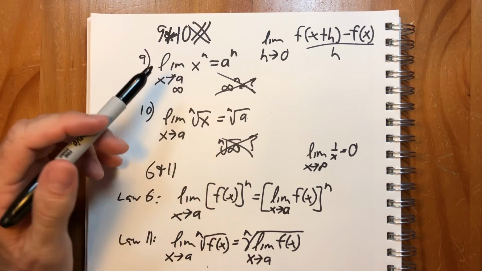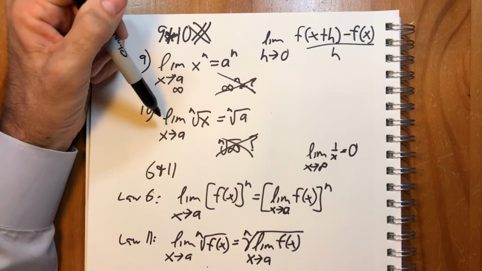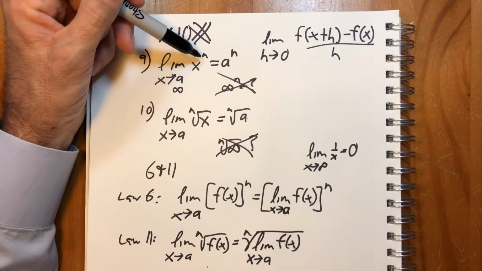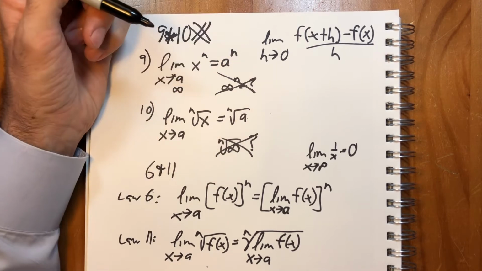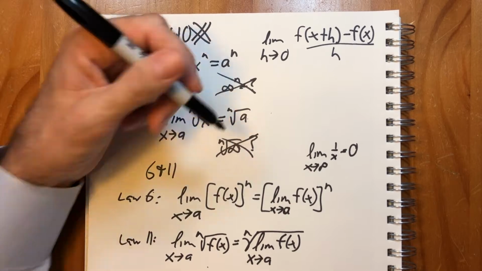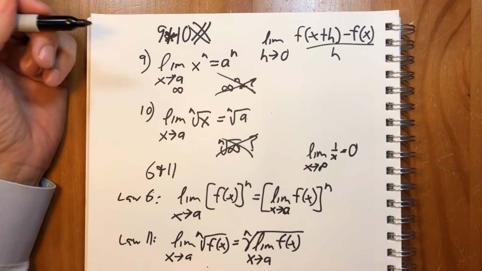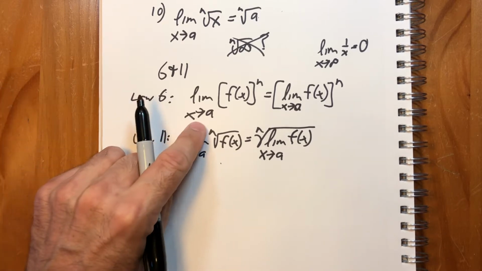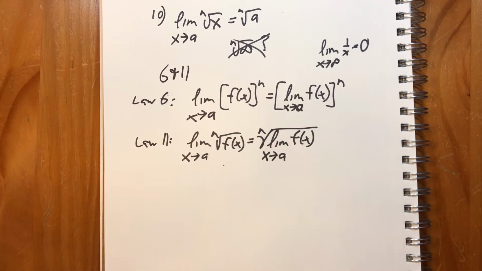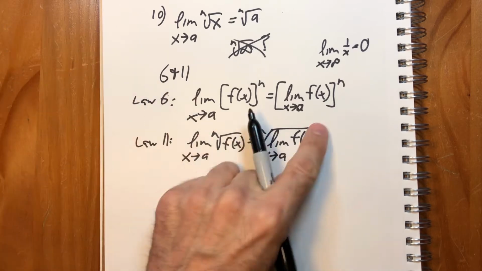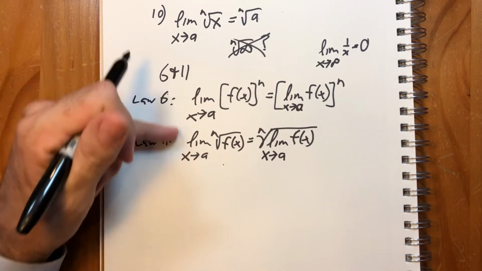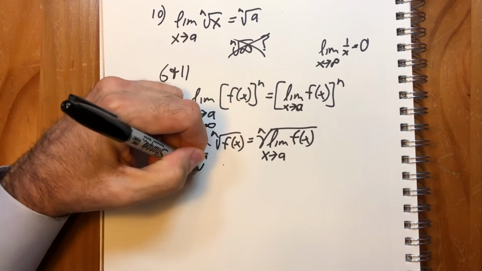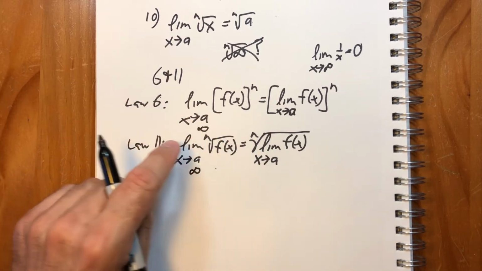So the problem with these is that law 9 claims that the limit as x approaches a of x to the n equals a raised to the n, and same thing here. But we can't do that if we're approaching infinity. That doesn't make sense. But with these 2 laws, we're not claiming what happens at a. We're claiming something that happens near a. So you can always do this. So you can see why we can replace this with infinity and this with infinity, because we don't have anything confusing here.